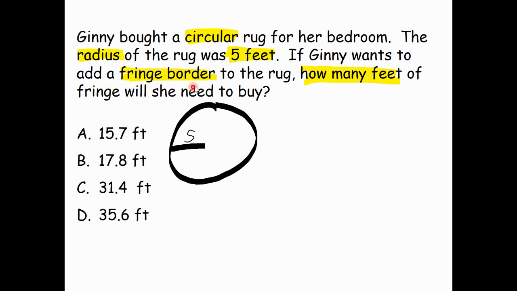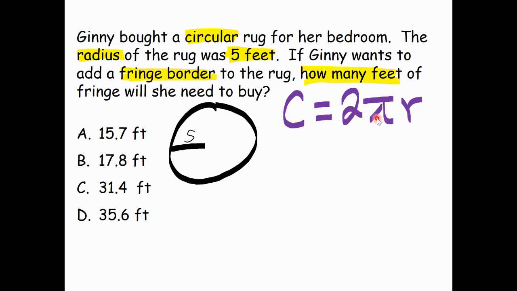So Jenny wants to add a fringe border. Again, that was one of those clue words we talked about. The border would be the outside edge. So even though it didn't say the word circumference, I know that by using this word border, how many feet around will she need, that we're talking about circumference. So I'm going to choose the formula that says C is equal to 2 pi r because we were given the radius. So I'm using the formula that says r for radius.